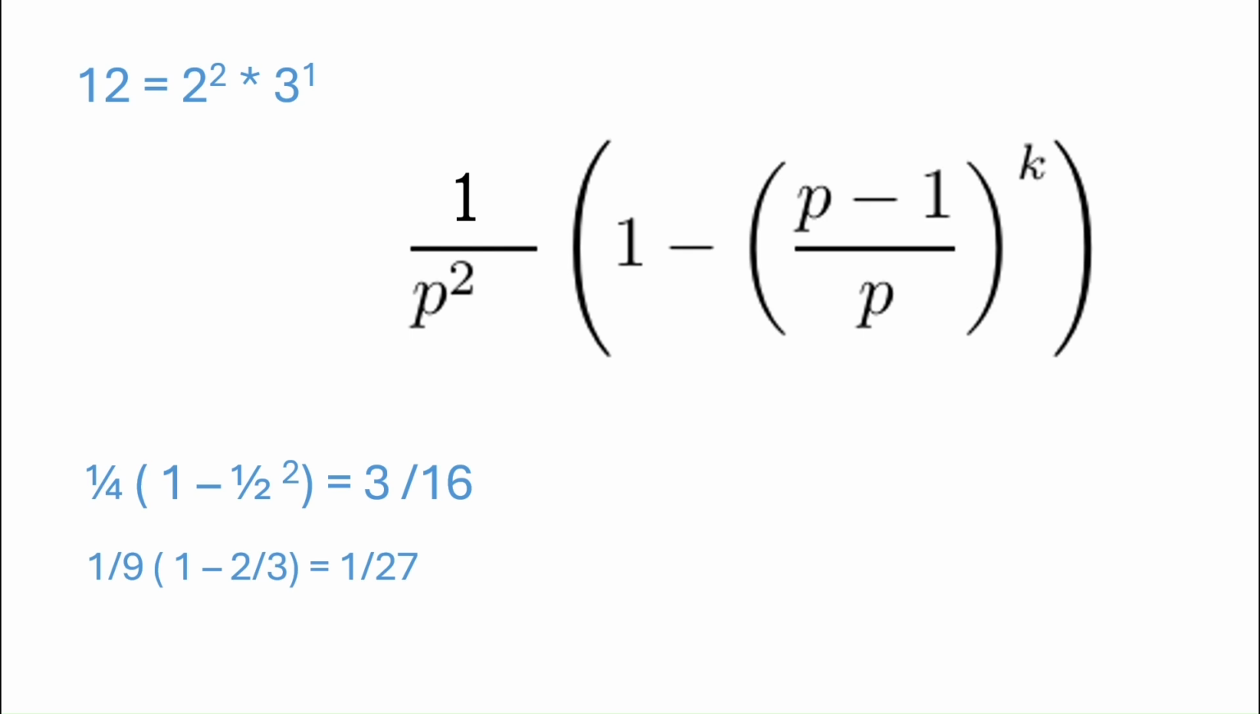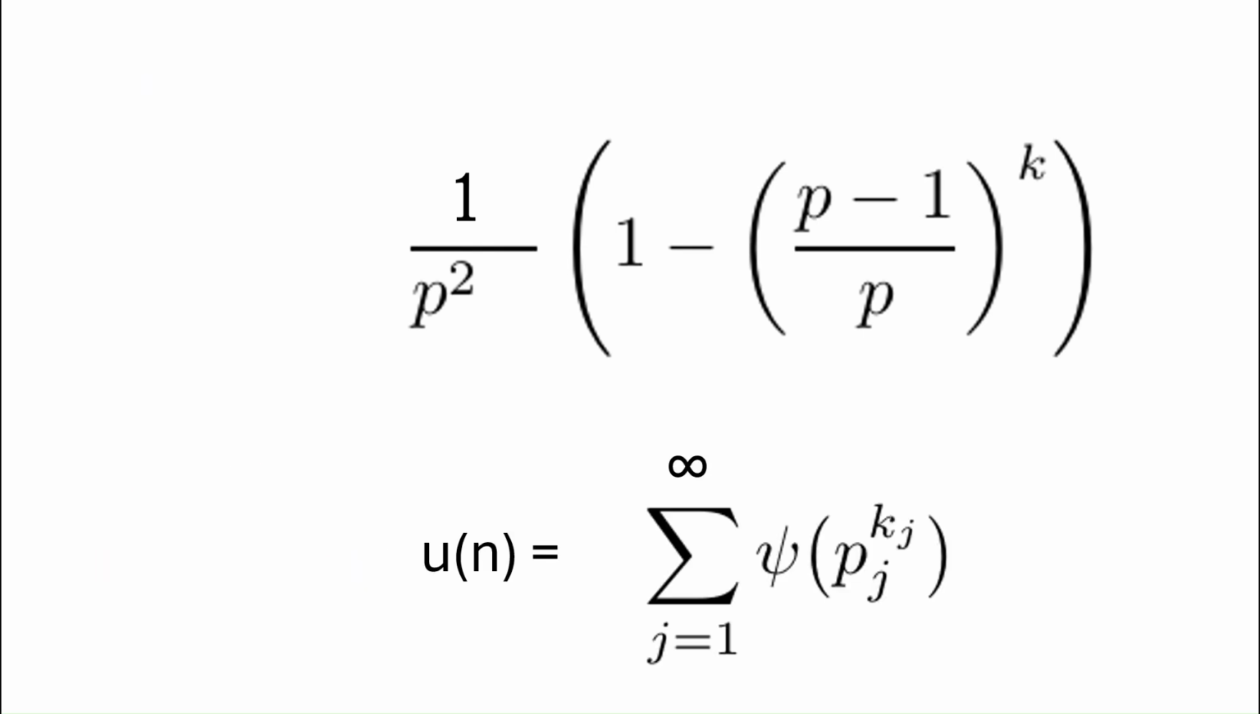And then the second time we call it, we're going to have p equals 3 and k equals 1. And that turns into 1/9 times 1 minus 2/3, or 1/9 times 1/3, which is 1/27. And then finally, we just add those two numbers together, and we get something around 0.2245, thereabouts. Okay? Makes sense.